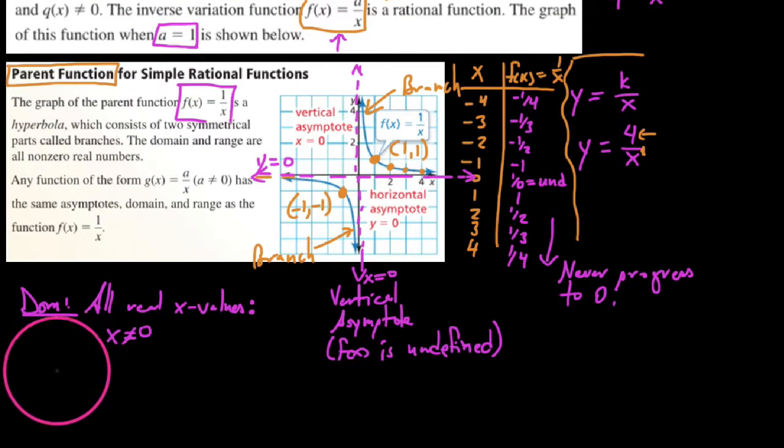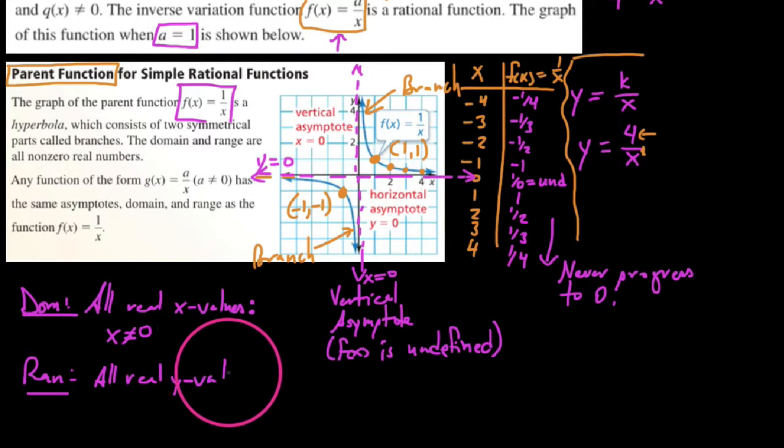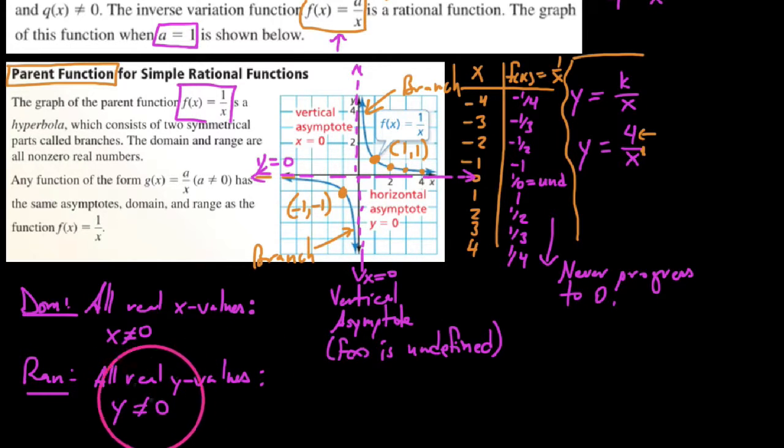We'll say all x values but that. In terms of range, we can see that our graph here hits all y values below this y equals 0 and all y values above it, but it doesn't hit y equals 0. So we'll say all real y values, okay, such that y is not allowed to be equal to 0.